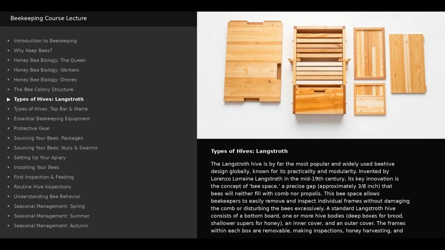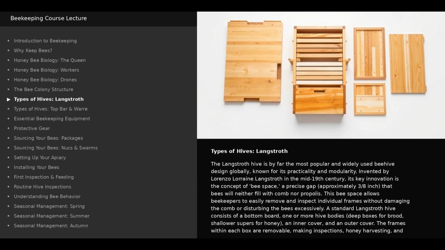This bee space allows beekeepers to easily remove and inspect individual frames without damaging the comb or disturbing the bees excessively. A standard Langstroth hive consists of a bottom board, one or more hive bodies, deep boxes for brood, shallower supers for honey, an inner cover and an outer cover. The frames within each box are removable, making inspections, honey harvesting, and disease management much simpler.